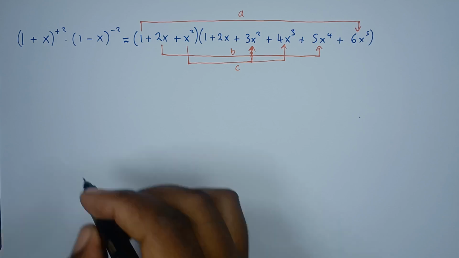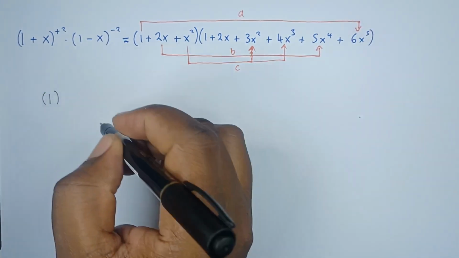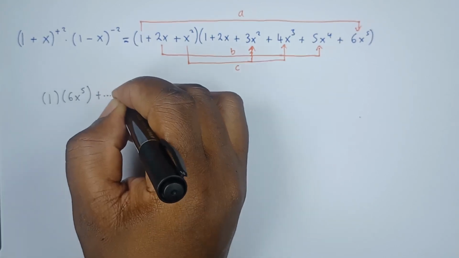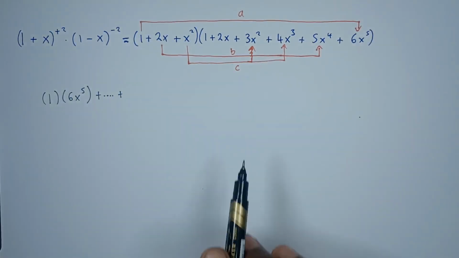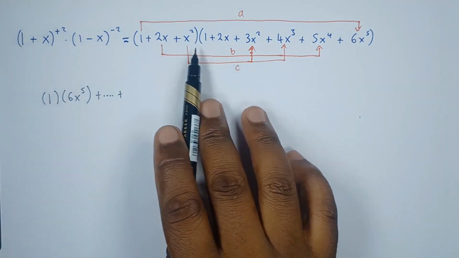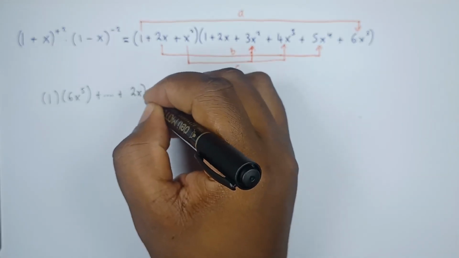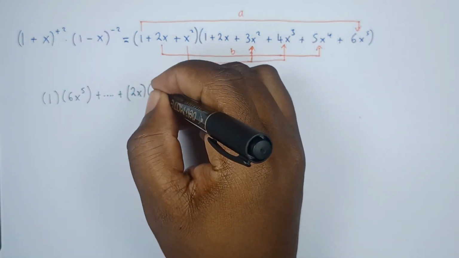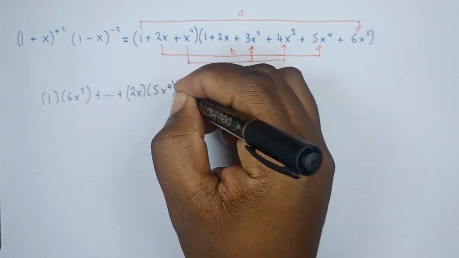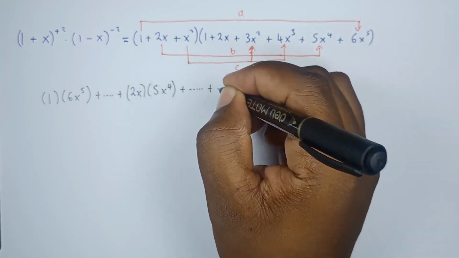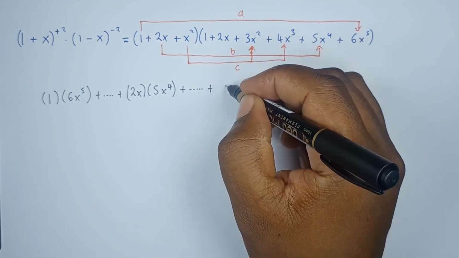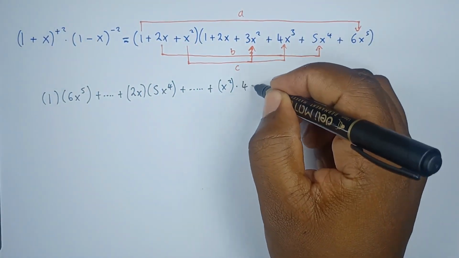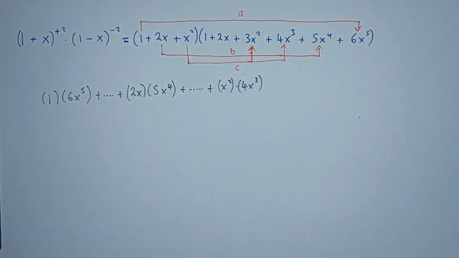For A, we are saying 1 is multiplying with 6x to the power 5. Of course, there will be terms in between, but we're just interested in power 5. For B, this one that we have here, we have 2x, which is multiplying with 5x to the power 4. There are terms in between, but we don't need them. Then for the last one, we have x squared multiplying with 4x to the power 3, like that.